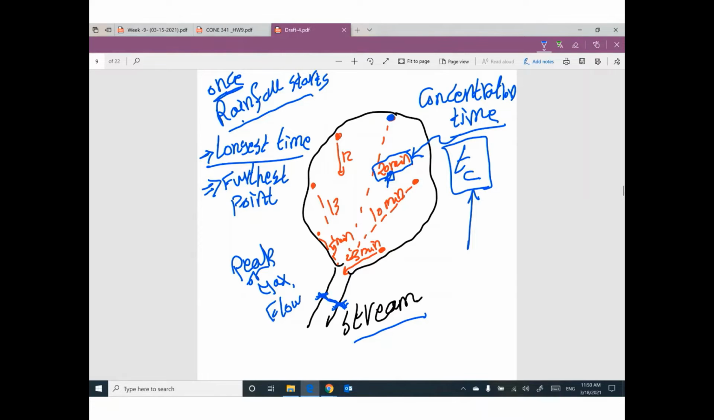So we understand right now the meaning of time of concentration. One more time. After the start of rainfall, by this time, which is time of concentration, the peak discharge will be in the stream.